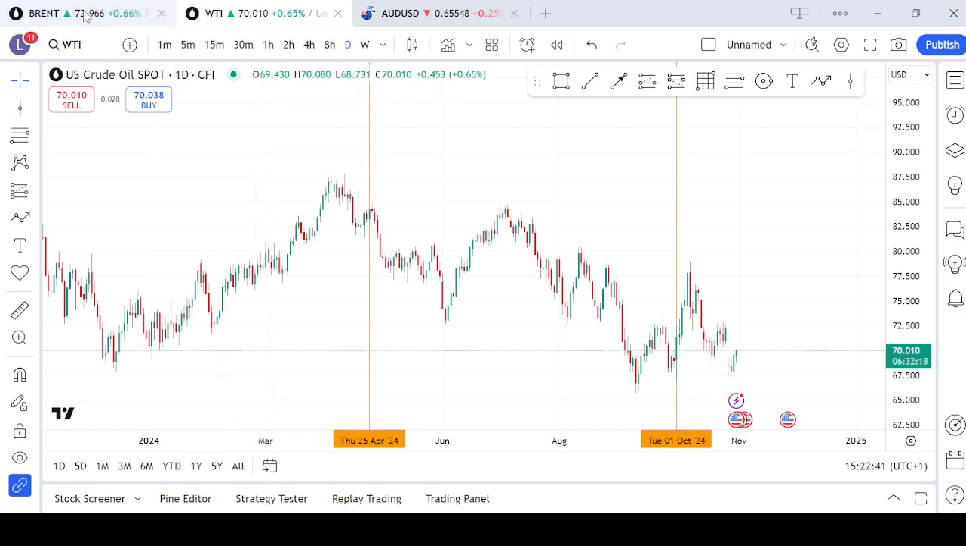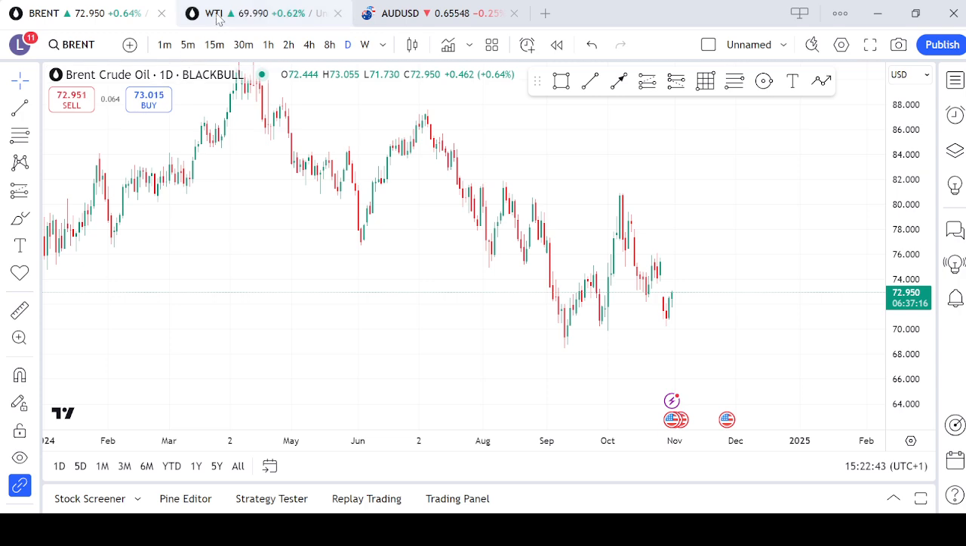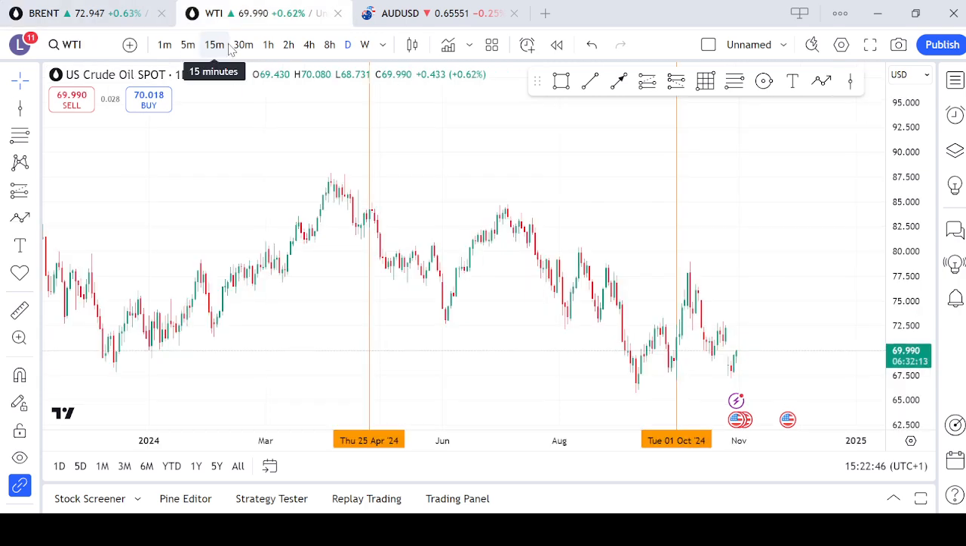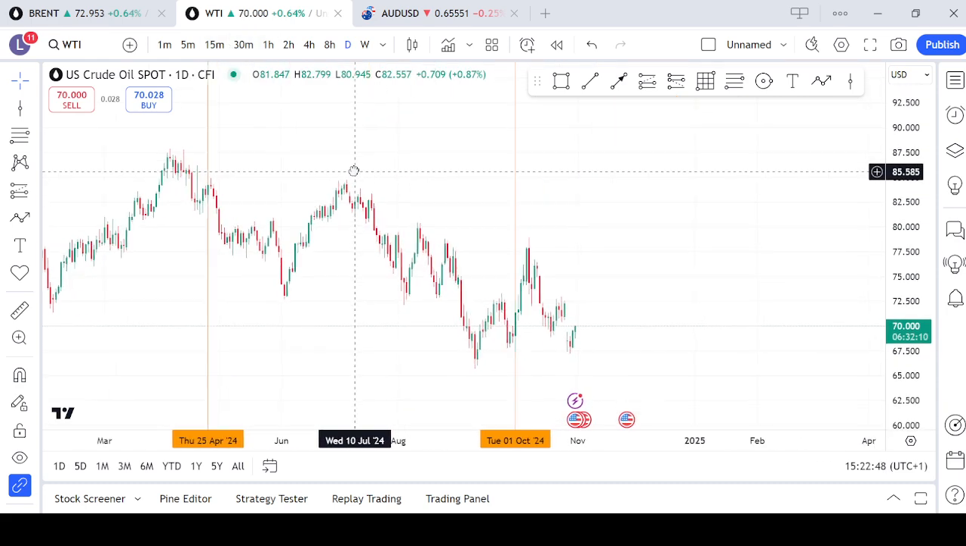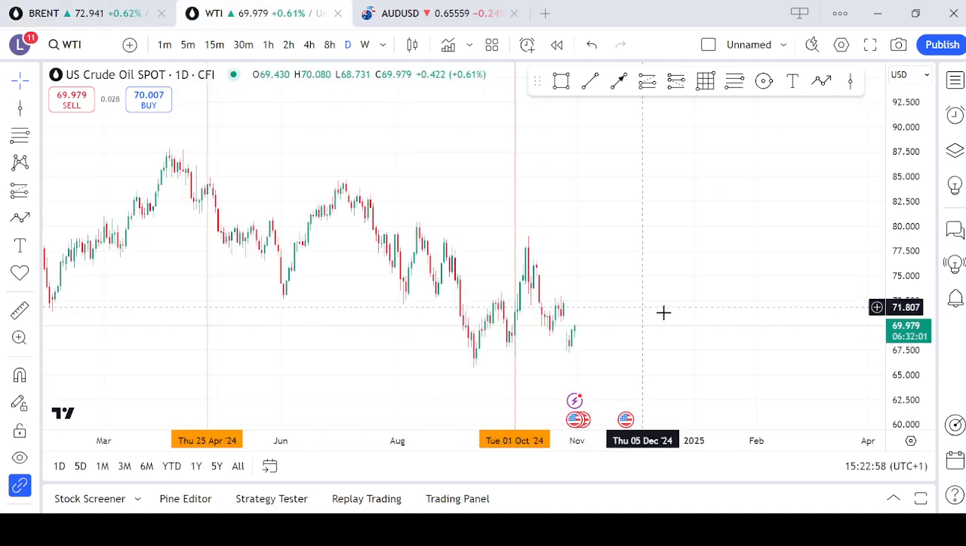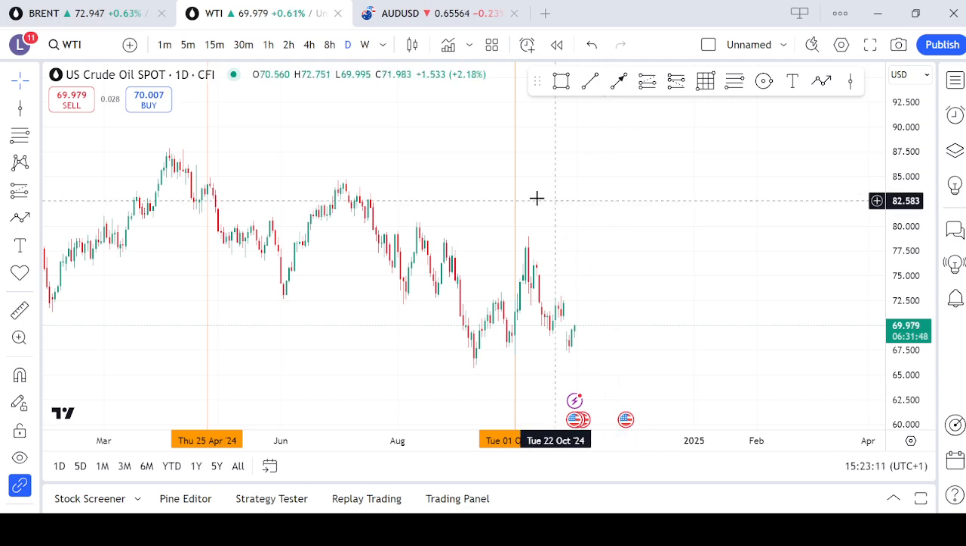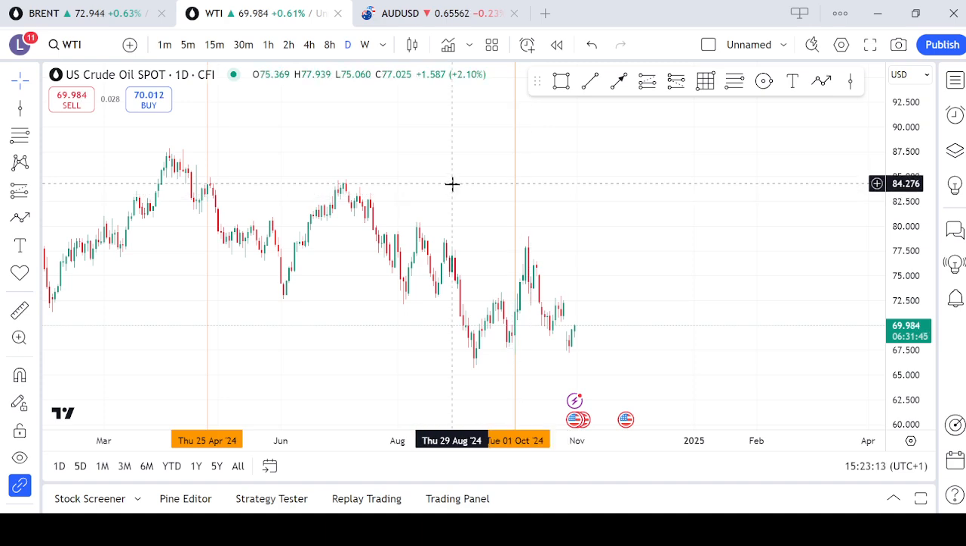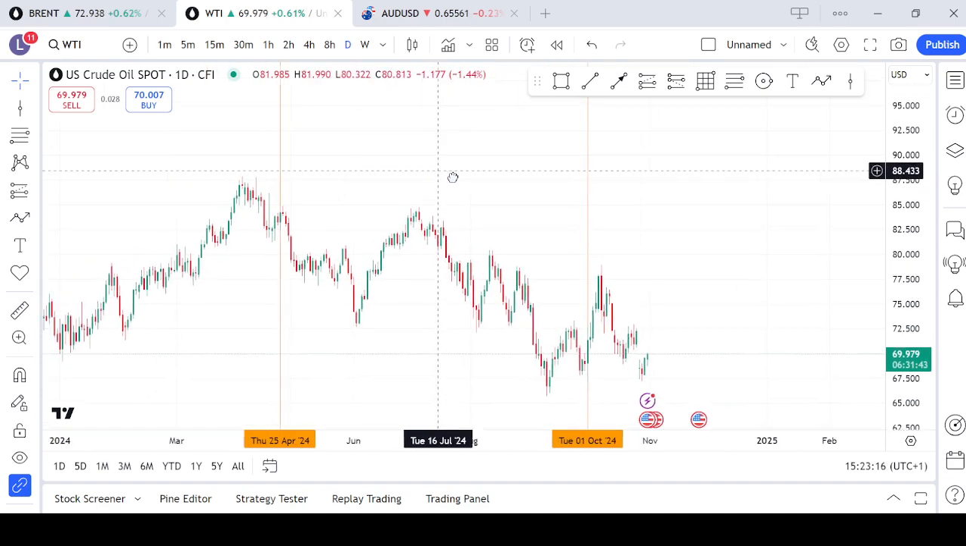So you can see that Brent crude and WTI often move in tandem. There's similar price action between the both of them. You can see Brent is priced at $72.9 at the moment, while WTI is priced at $69.97 at the moment. So this divergence can create opportunities for spread trading, which we will discuss later. So let's get started on popular oil trading strategies that you can use to trade the oil market.